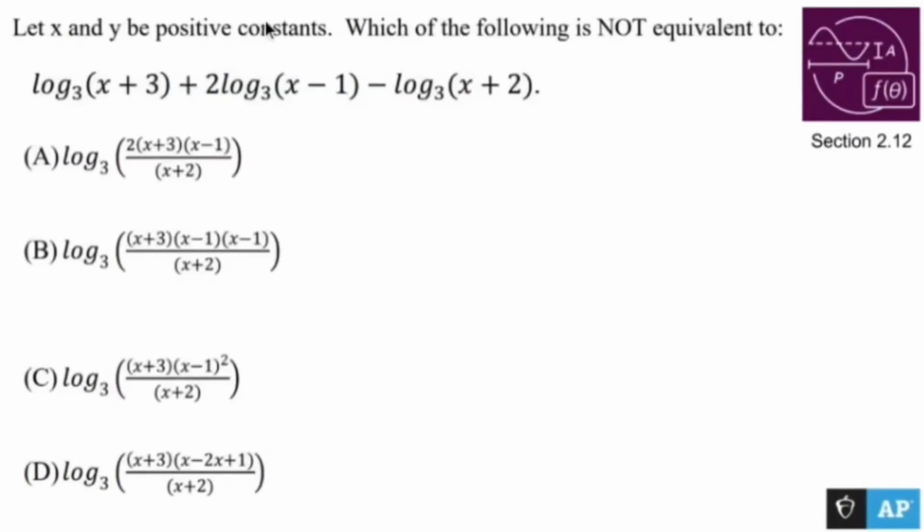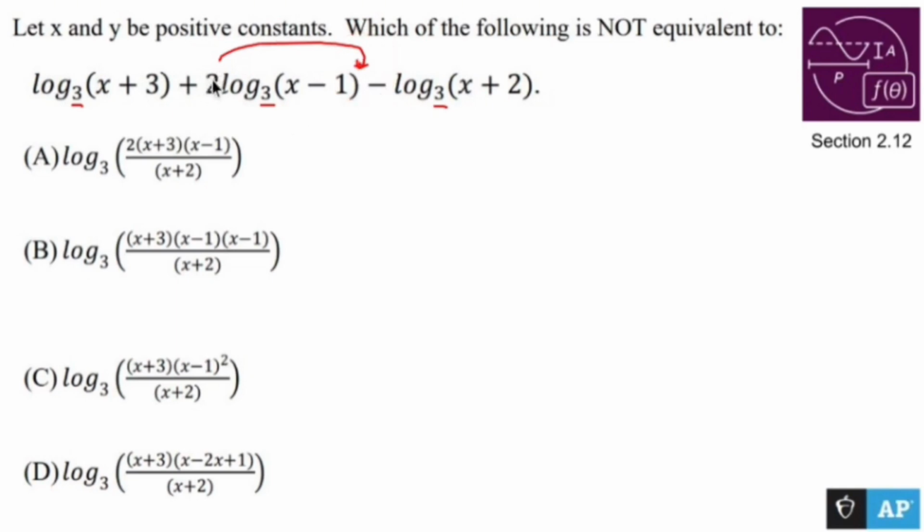Let x and y be positive constants. Which of the following is not equivalent to log base 3 of x plus 3 plus 2 log base 3 of x minus 1 minus log base 3 of x plus 2? All of these have the same base, which means they combine. Now, you always want to combine things that are adding first. When adding 2 logs of this, oh, I didn't even notice that. This has a 2 living out in front. I take it back. This is the first thing you want to do.